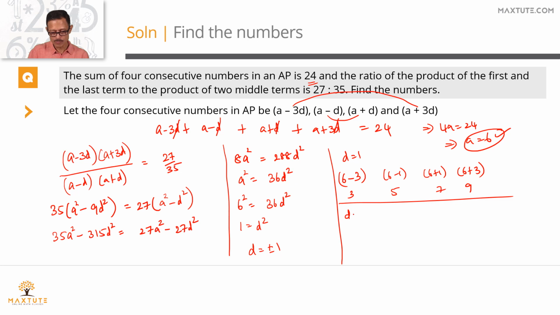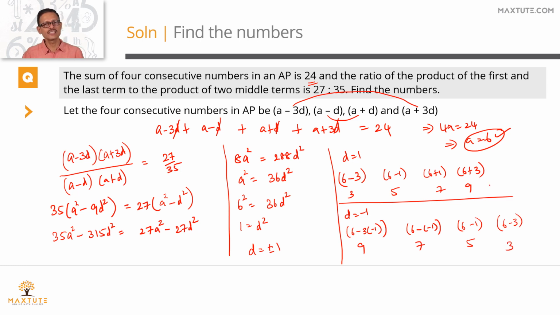What if d is equal to minus 1? It's going to be 6 minus 3d. 6 minus 3 into minus 1. That's going to be 6 minus of minus 3, which is 9. And then the next term is going to be 6 minus d, which is 6 minus of minus 1, which is going to be 6 plus 1, which is 7. Next one is 6 plus d, which is 6 minus 1, which is equal to 5. 6 plus 3d, which is 6 minus 3, which is equal to 3. So terms are either 3, 5, 7, 9 or 9, 7, 5, 3, depending upon whether d is 1 or d is minus 1.